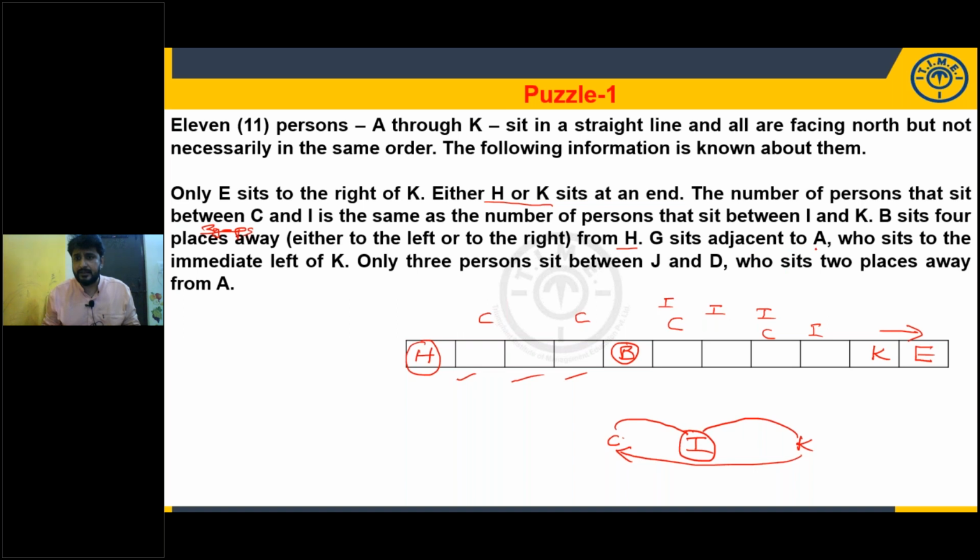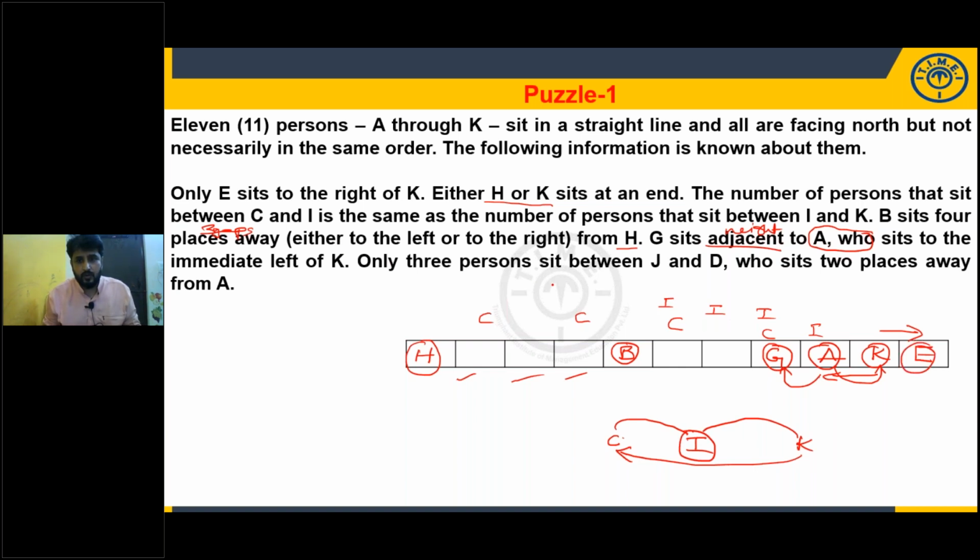G sits adjacent to A. A sits to the immediate left of K. So K is here, K's immediate left is this side. So A is immediate left of K. And adjacent is nothing but neighbors. So G is adjacent to A. Already one of the neighbors to A is K, so the other neighbor has to be G. So G will be here. So G, A, K, E are also fixed.